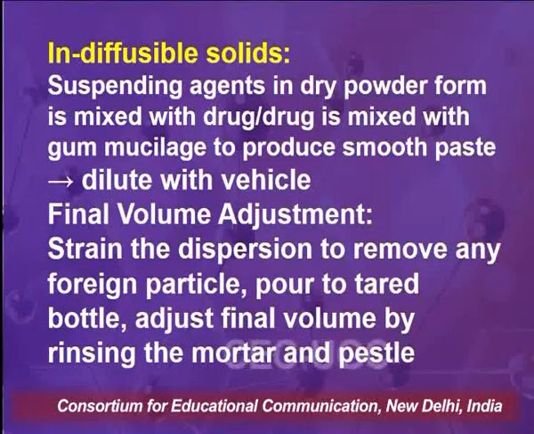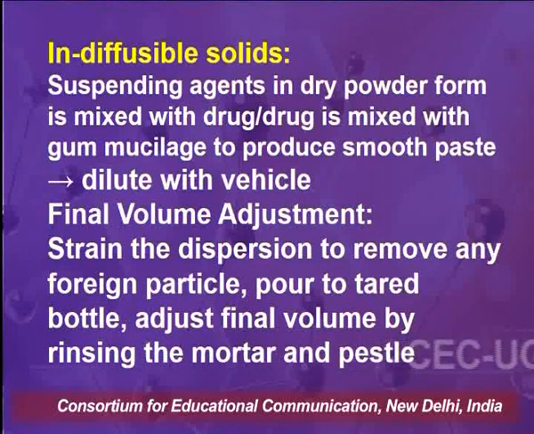If it is an indiffusible solid, then one has to remember that in addition to the formulation ingredients, the most important ingredient is a suspending agent. So initially the procedure covers that the suspending agent, which is in dry form, or sometimes could also be in a mucilage form like gum tragacanth mucilage, is diluted with a little vehicle in order to form a smooth paste. Then the remaining procedure is similar to the one we have discussed with diffusible solids.